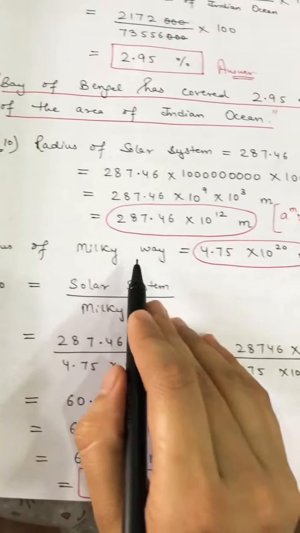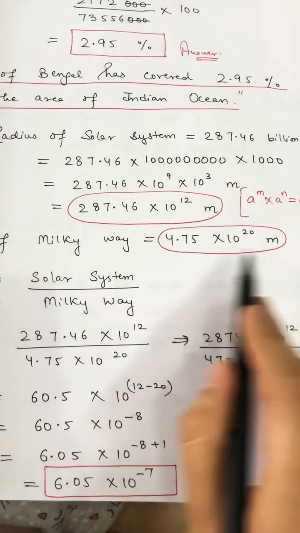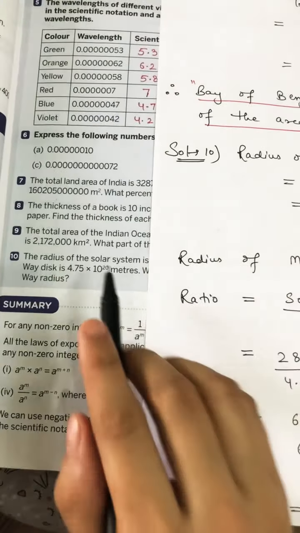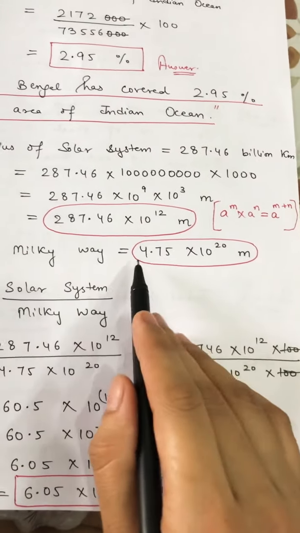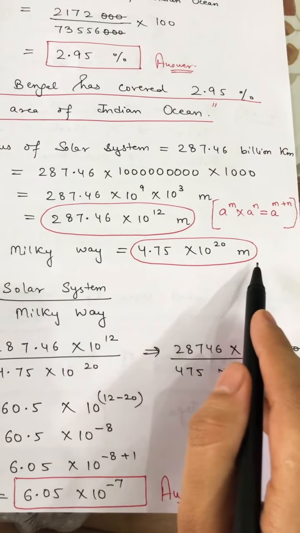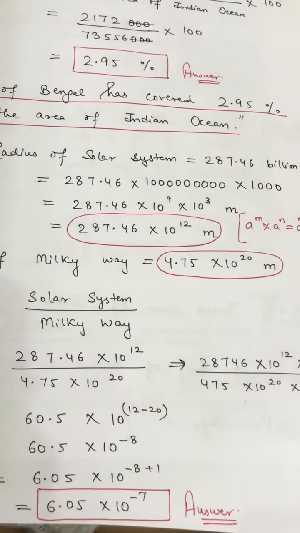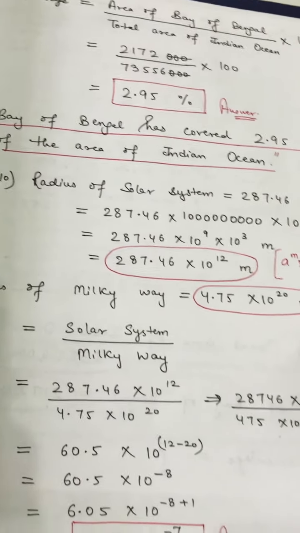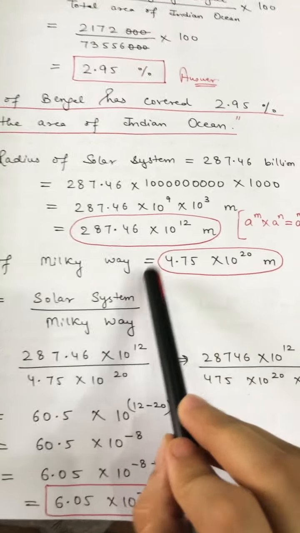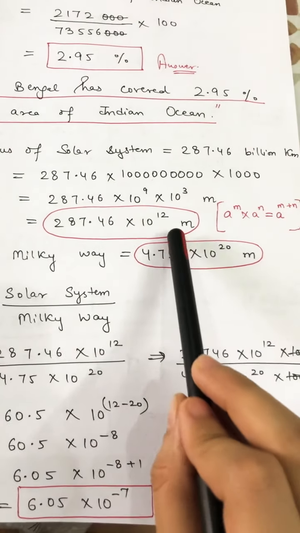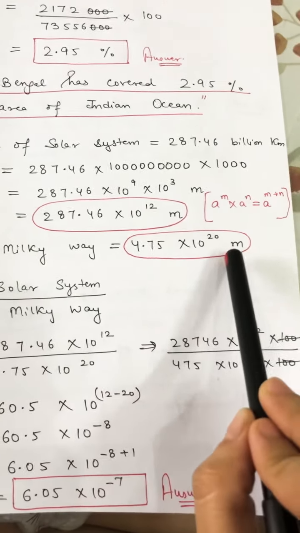Now the radius of the Milky Way is already given in the statement only: 4.75 into 10 raised to 20 meters. Now you can check it out. Both the values, the radius of the solar system and the radius of the Milky Way, are now in meters.